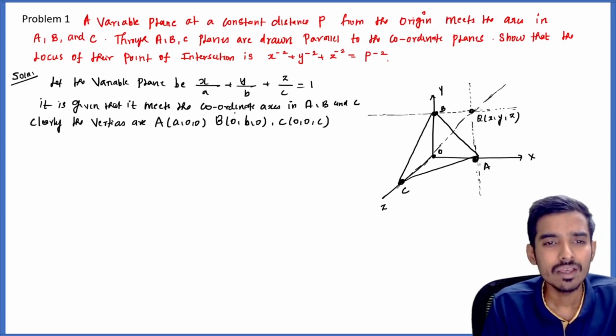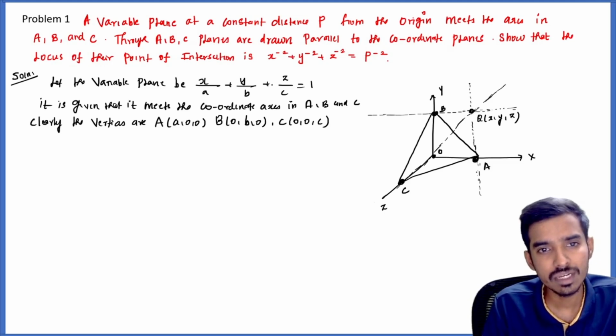If you want to find the x-intercept, put y is equal to 0, z is equal to 0. So this gets 0, this gets 0, and we have x is equal to a. If you want to find the y-intercept, put x and z equal to 0, and you will have y is equal to b. If you want to find the z-intercept, put x and y equal to 0, so this gets 0, this gets 0, and we have z is equal to c, right?